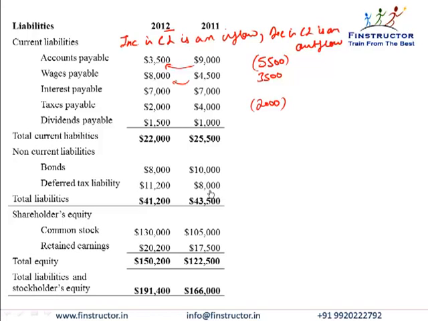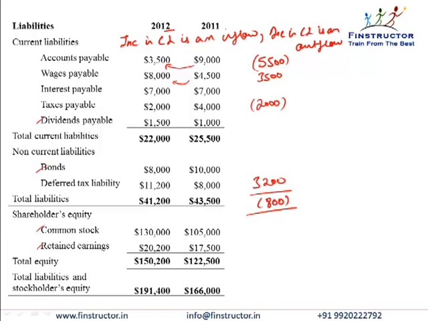Deferred tax liability, as we understood, going up means we did not pay tax. Our liability of tax has gone up to the tune of 3,200. So from the liability side, we see that we need to make a total adjustment of minus 5,500 plus 3,500 minus 2,000 plus 3,200. That is a net figure of minus $800. Please note that dividends payable and other items of the liability side will affect cash flow from financing, not operations.